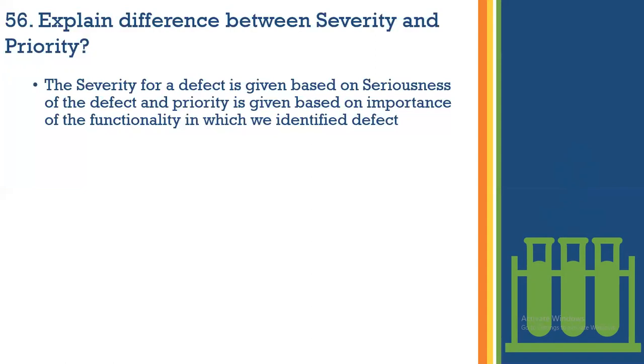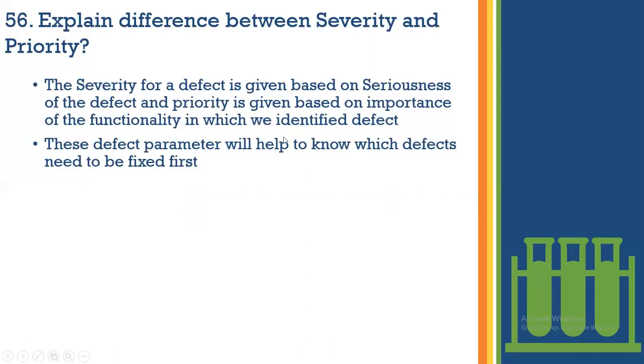Understand? Severity means whatever defect you identified, how much impact the defect has on your execution activities. Based on that, we have to give the severity. How many test cases are not able to continue execution? That is what seriousness means. Okay, priority means how important that functionality is with respect to client business needs. Based on that we give the priority. These defect parameters will help to know which defects need to be fixed first.